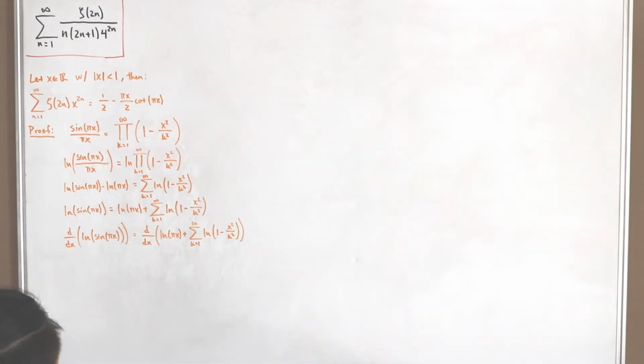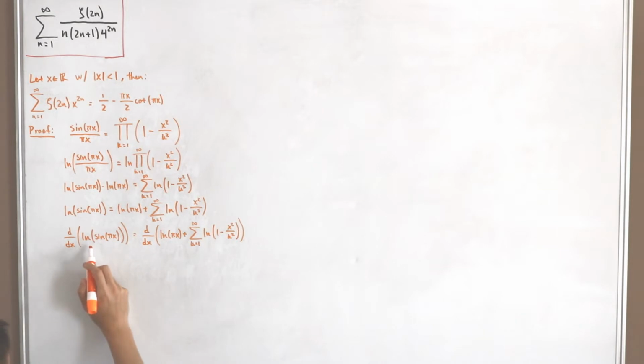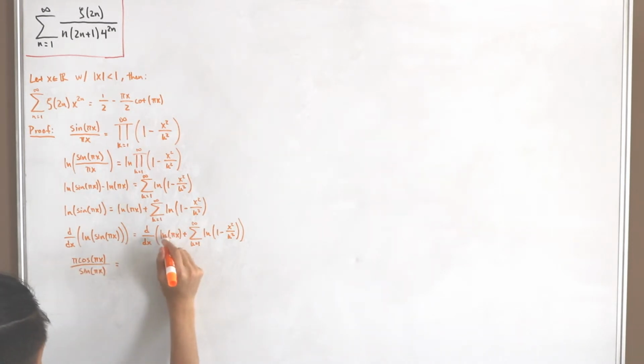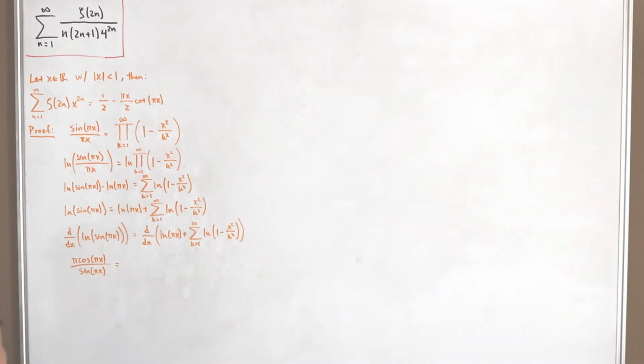On the left hand side specifically, the derivative of the natural log is just 1 over sine pi x, and then the derivative of the input, so that's cosine pi x, and then the derivative of that input, so it's pi. So we have pi times cosine of pi x, and then we divide this by sine of pi x. The derivative of the right hand side, natural log of pi x, is just 1 over pi x times the derivative of the input, which is just pi, so that'll just cancel out to just 1 over x.